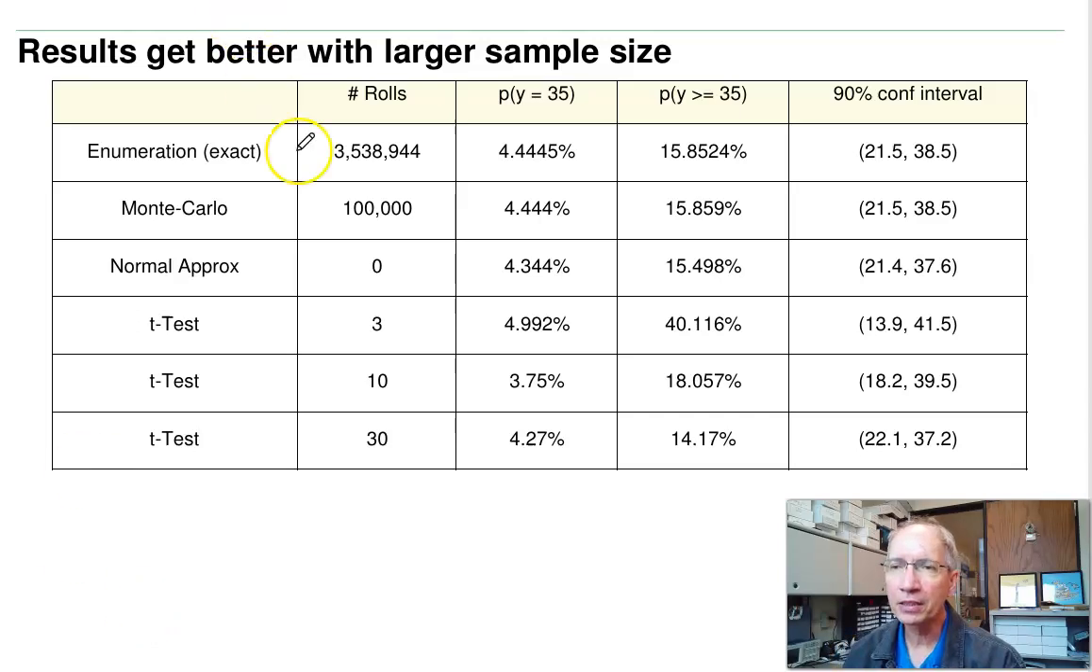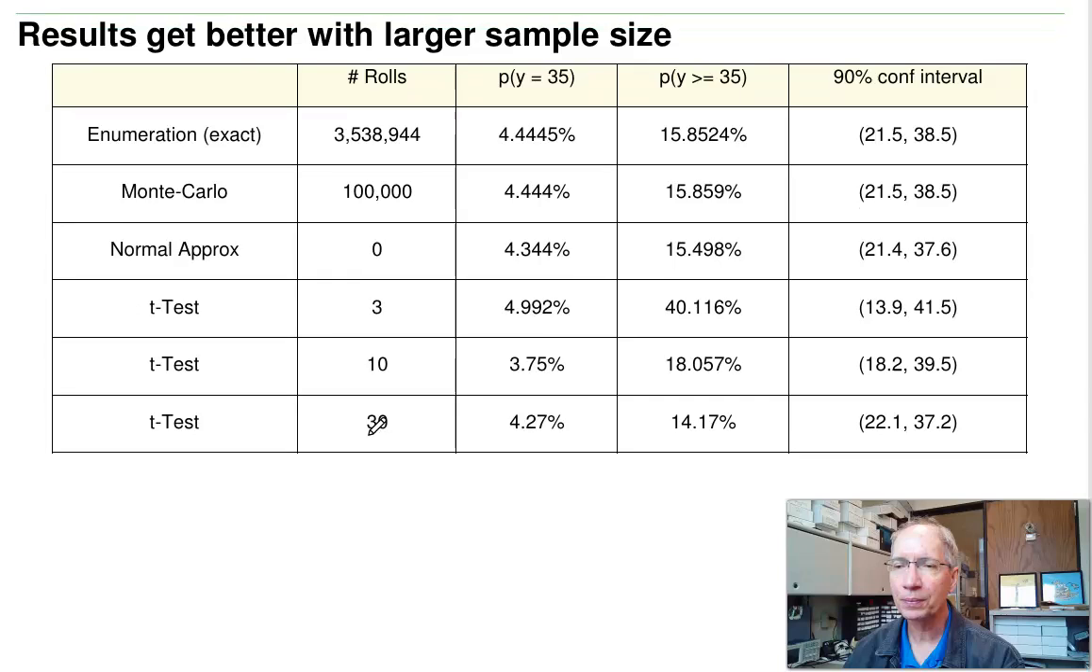And if you compare that to a Monte Carlo, I rolled the dice 1,000,000 times. Here we just need to roll it 3, 10, 30. 30 is pretty good. I don't need 1,000,000 rolls. I can get really good results with only 30 samples.